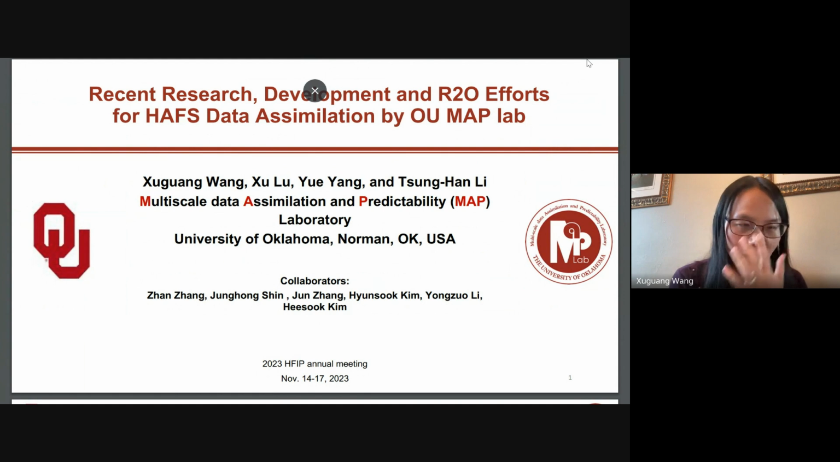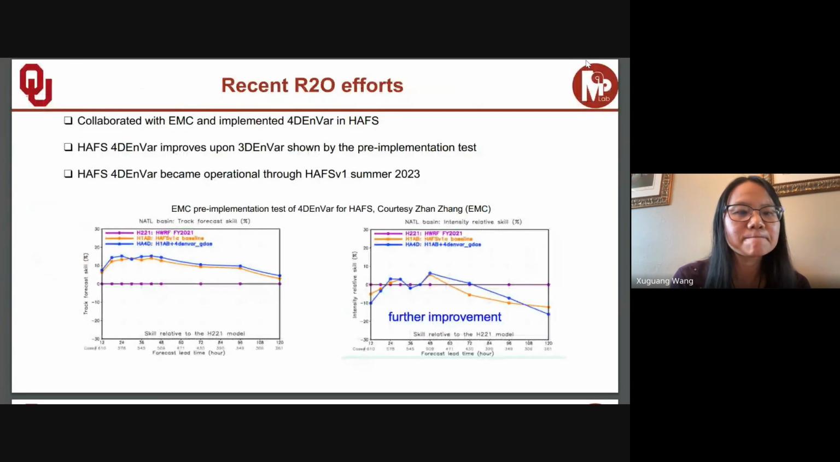Okay, so my name is Xuguang Wang. I am working with a group of students and scientists on multi-scale data assimilation and predictability problems at the University of Oklahoma. I'll be sharing our recent research development and RTO efforts for HAFS data assimilation by our OU MAP Lab. We are enjoying the collaboration with multiple EMC and AOML colleagues. Okay, next, please. I'll briefly mention these RTO efforts.